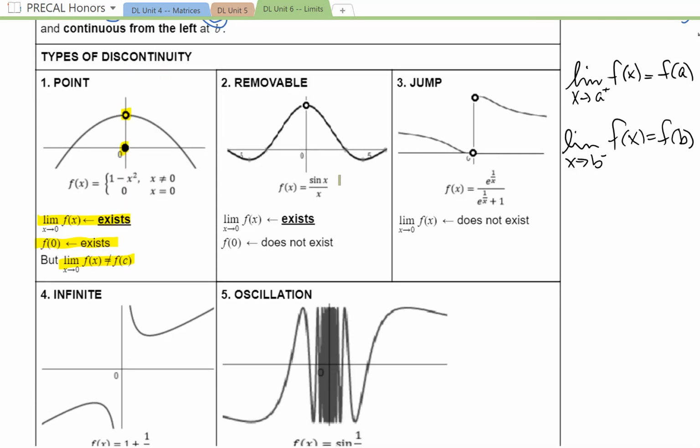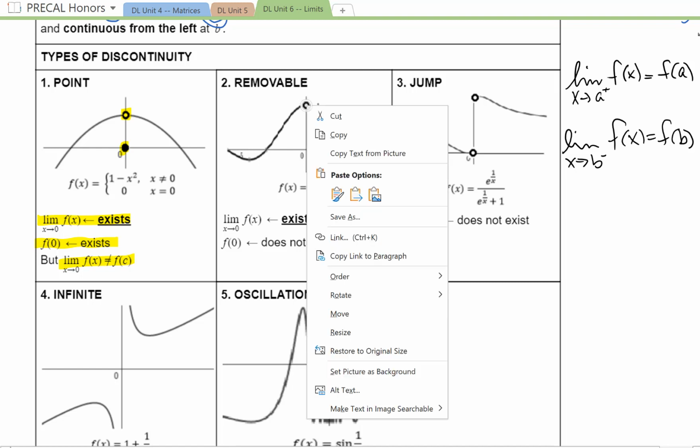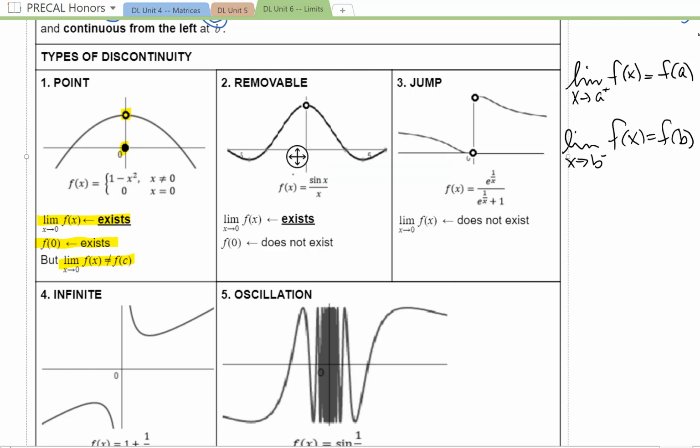Removable discontinuity. All I would have to do is put a little point in this hole and it would be a continuous function. But there's a hole there, so it's called removable because one point would remove its discontinuity and make it continuous. As you can see here, the limit exists, but the value of f of 0 does not.